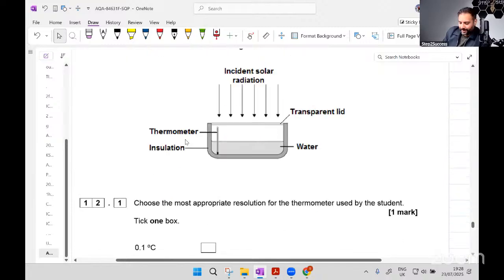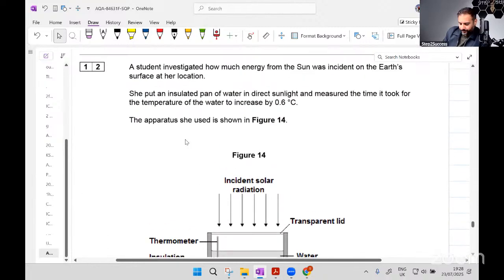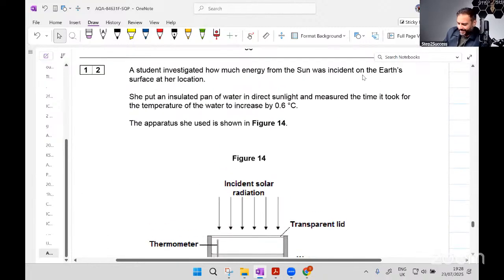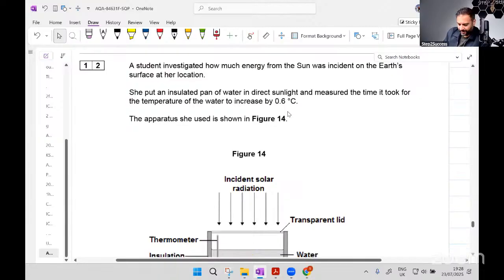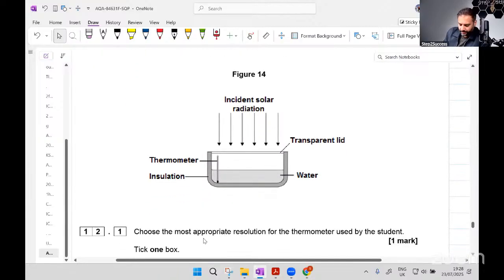Question 12. A student investigated how much energy from the sun was incident on the Earth's surface at her location. She put an insulated pan of water in direct sunlight and measured the time it took for the temperature of the water to increase by 0.6 degrees. Sounds like specific heat capacity, this. Choose the most appropriate resolution for the thermometer to be used by the student.